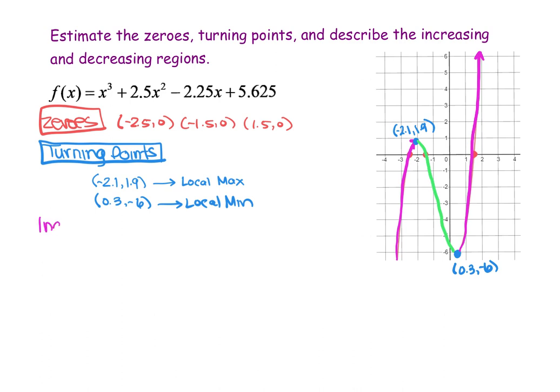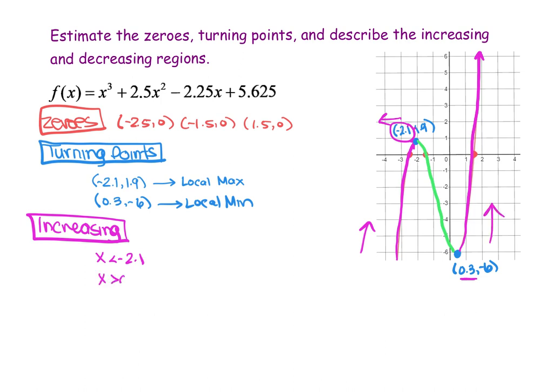This time around, I'm going to start with my increasing regions because the graph starts off increasing. What I notice here is that all of the x values that are smaller than negative 2.1 have an increasing region. So I'm going to say that all of the x values that are less than negative 2.1 result in the graph increasing over time. I then notice that all of the x values that are larger than 0.3, so all the ones over here, are also increasing. So we have an increasing region smaller than negative 2.1 and an increasing region bigger than 0.3.